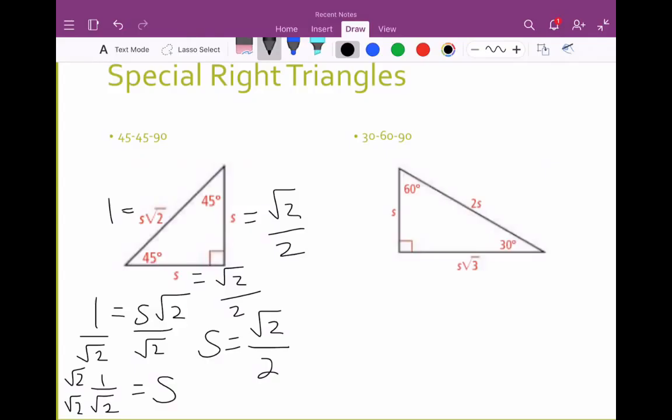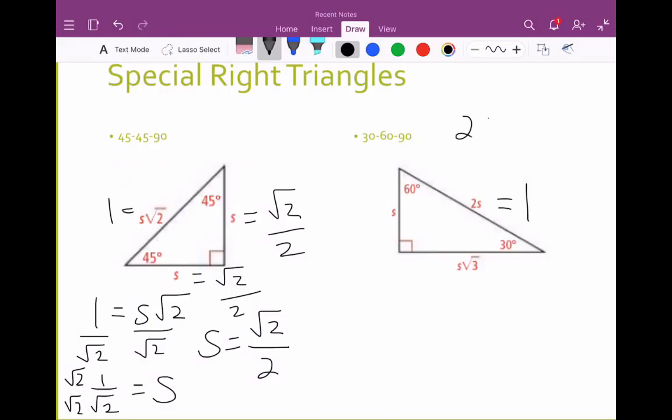For the 30, 60, 90 triangle, we're in a similar situation. Our hypotenuse, if it's drawn on the unit circle, is still 1. And again, we can figure out what the other sides are because we can solve for s here. This one is a little easier to do though.